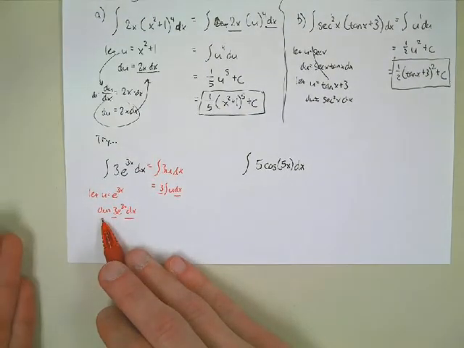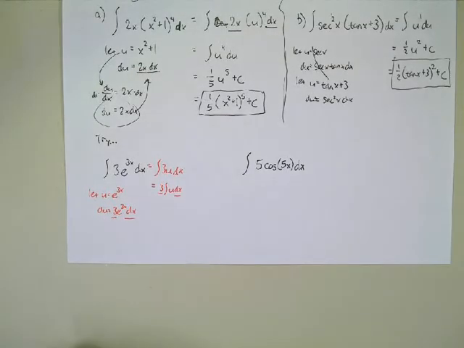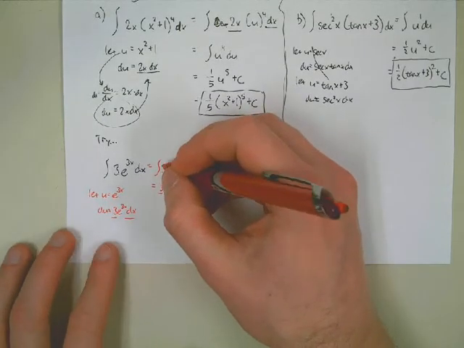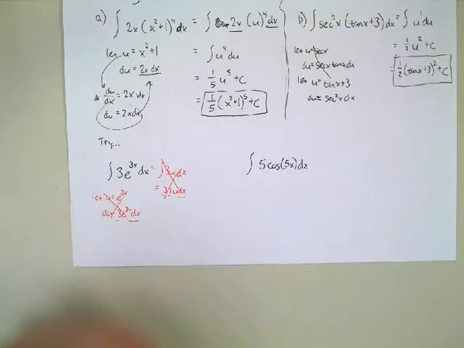You plug in u first? You need to let u equal 3x. So, yeah, we chose our u poorly. That's okay. That's going to happen. This is part of the process of how you learn how to do these. I got my answer then. How do you know?